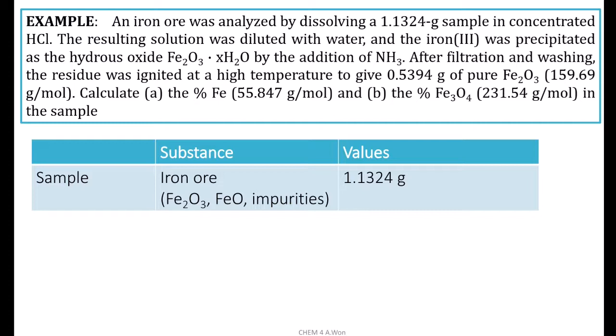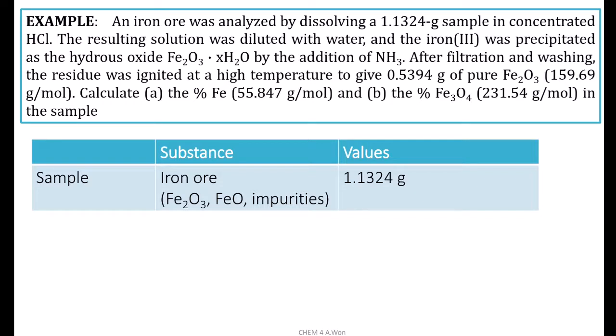An iron ore was analyzed by dissolving a 1.1324 gram sample in concentrated HCl. The resulting solution was diluted with water and the iron 3 was precipitated as a ferric oxide hydrate by the addition of ammonia. After filtration and washing, the residue was ignited at a high temperature to give 0.5394 grams of pure Fe2O3 or ferric oxide. Calculate A, the percent iron, and B, the percent Fe3O4 in the sample.